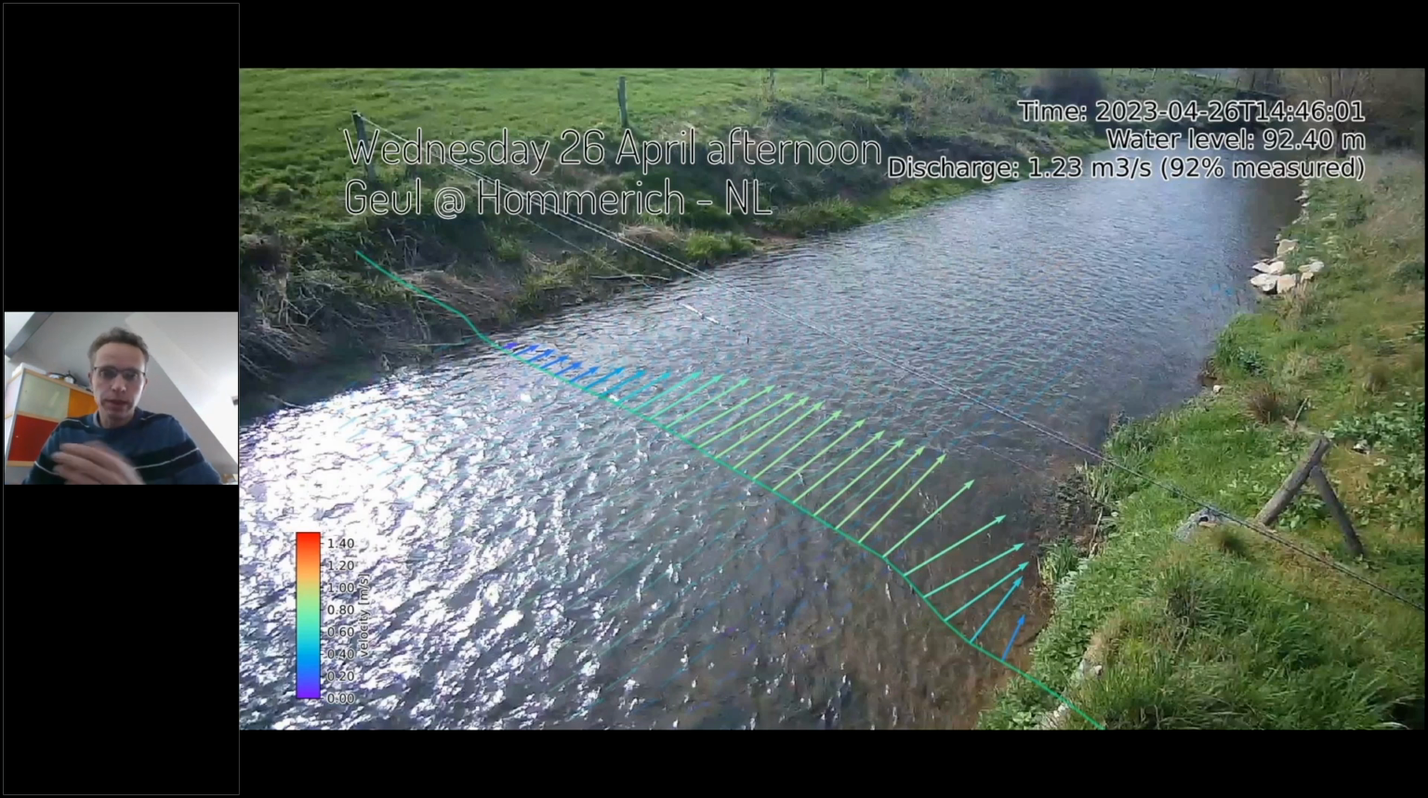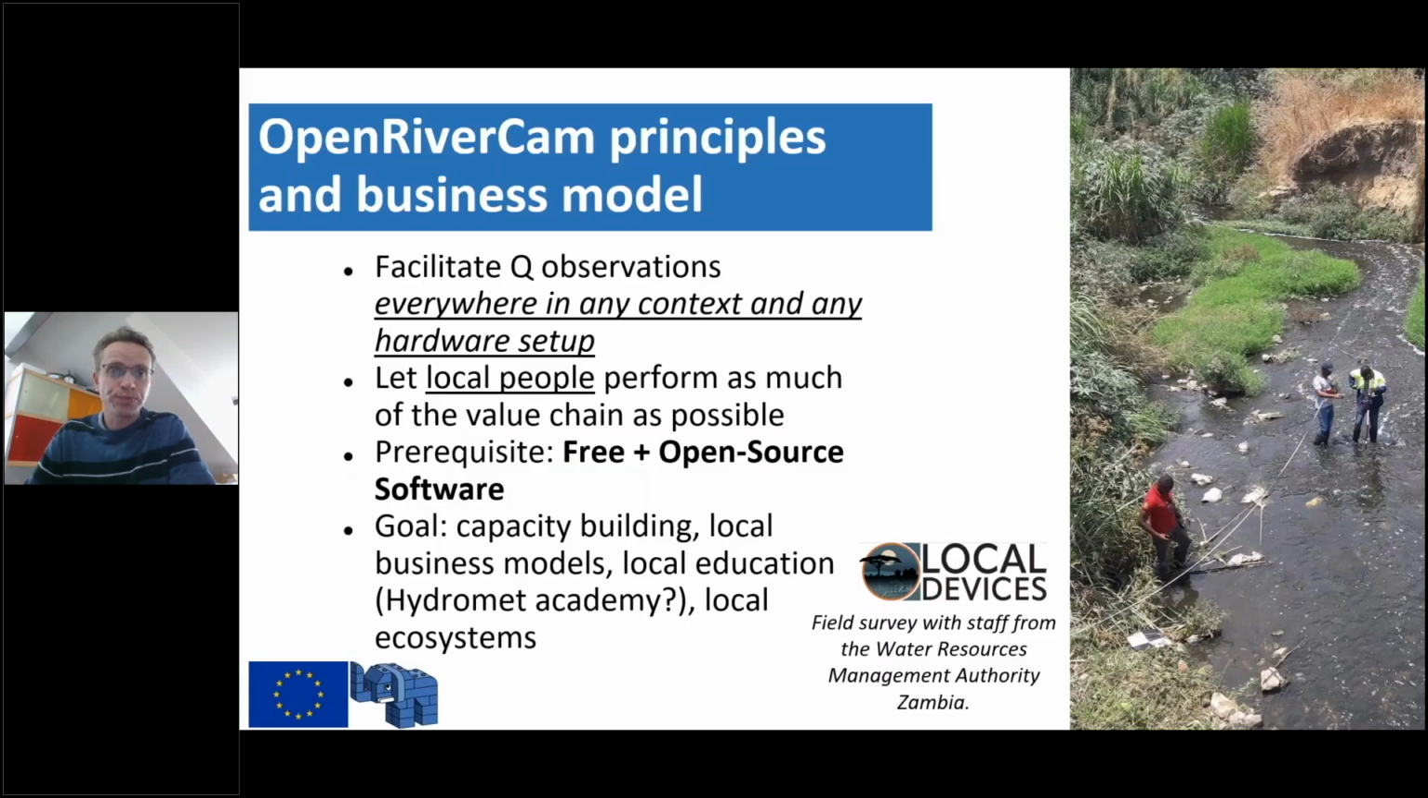And it's really image-based measuring of discharge that we try to achieve and operationalize. Now, the software that I'm working on is called Open River Cam, and there are a number of principles that we're trying to follow, and we're also trying to really co-design it with end users. And the main principle, that's really on the top, is to facilitate observations of Q, discharge, everywhere in any context and with any hardware setup.